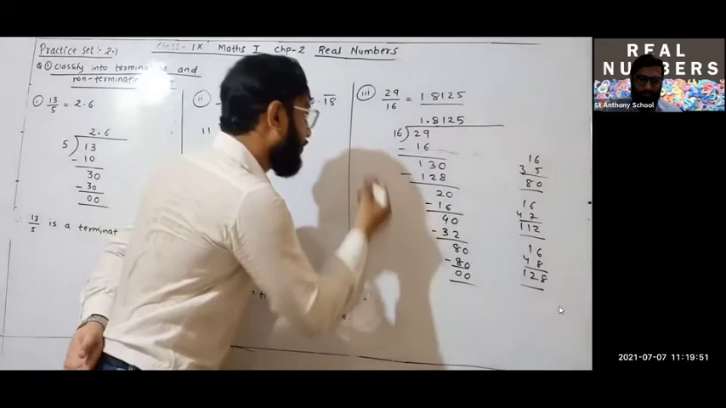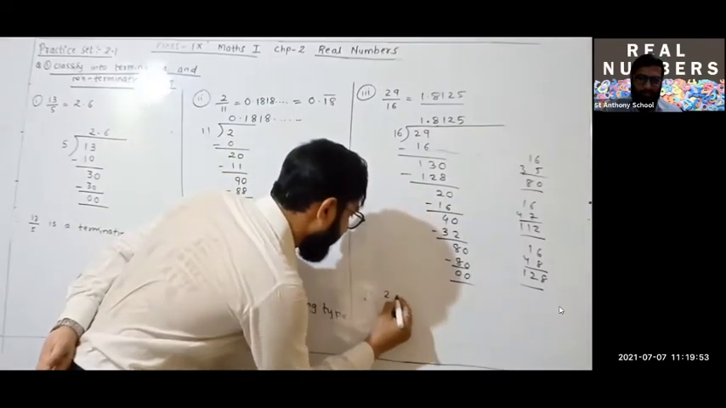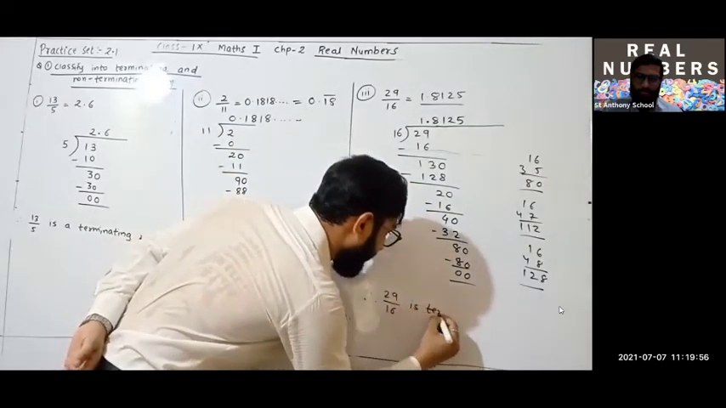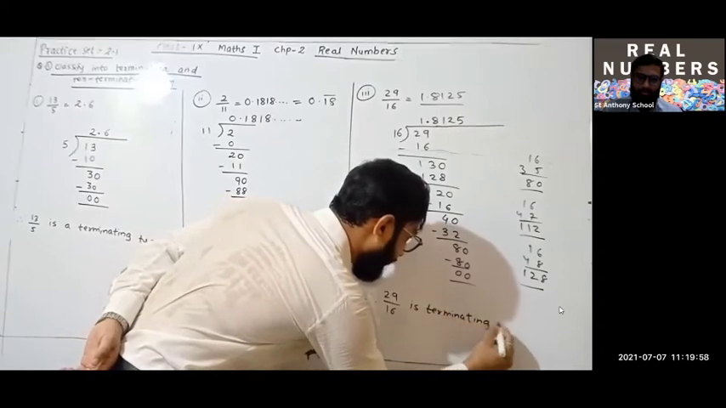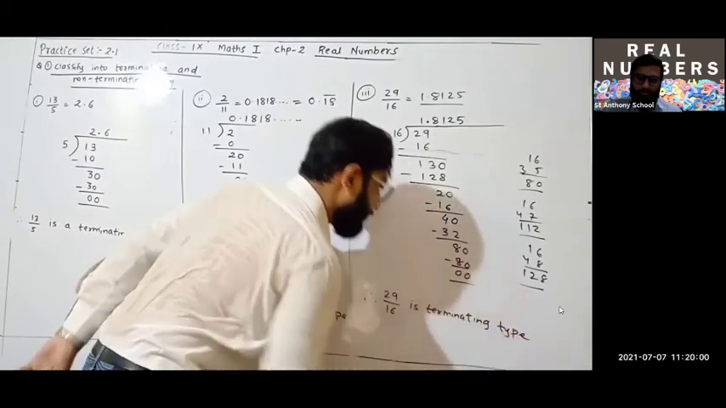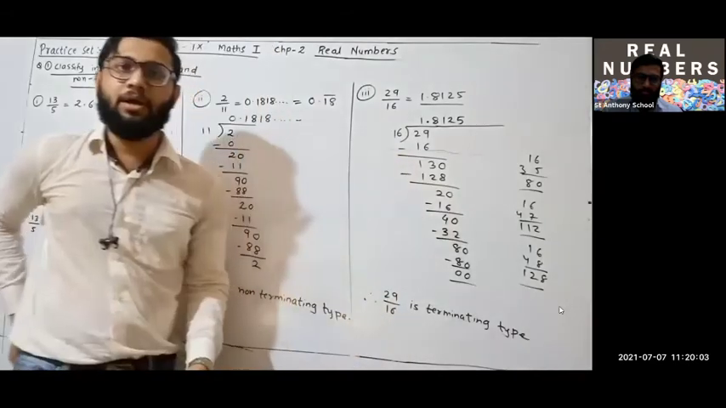So we will get here 29/16 is what? It is terminating type. Okay? If you want, you can take the screenshot.